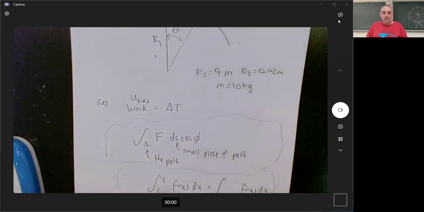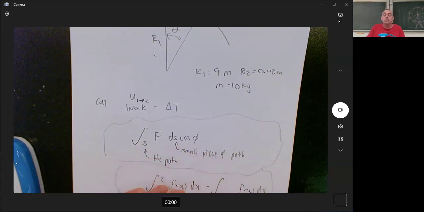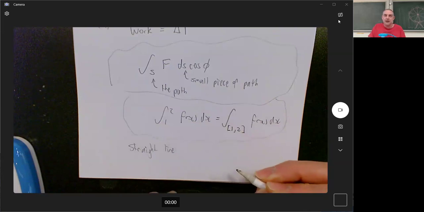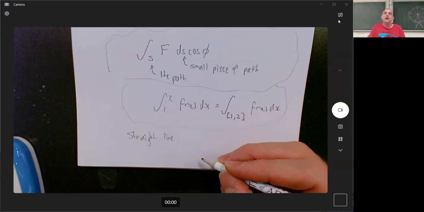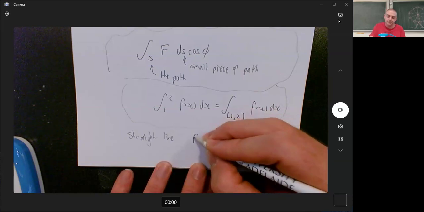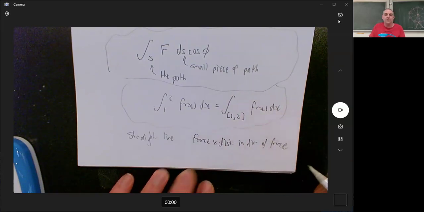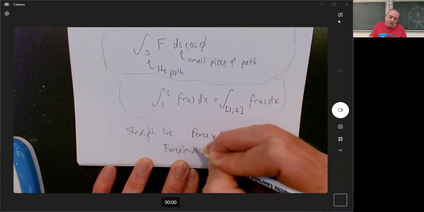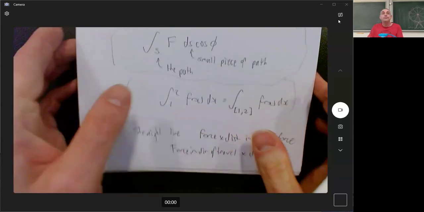But in general, what this means is that if it is traveling in a straight line in the direction the force is currently going, it will be force times distance, right? So it would be force times the distance in the direction of the force, or the force in the direction of the path times the length of the path, either way. Force in direction of travel times distance. Either one of those will work, pretty much. Okay.